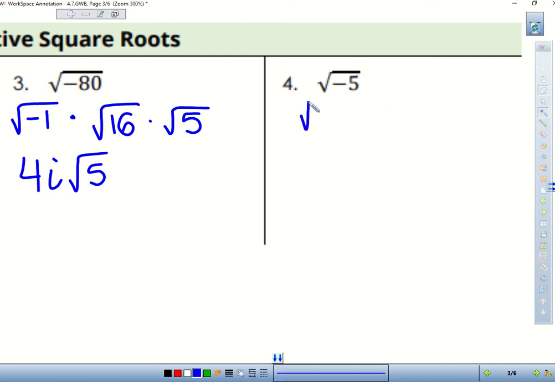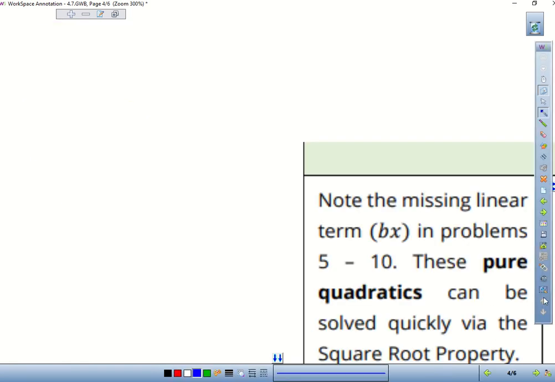So this one I'm going to rewrite as the square root of -1 times the square root of 5. Is there any perfect square number other than 1 that will go into 5? No. So we're just going to leave it as i radical 5, because there's nothing else we can do with that one. Make sense? All right, are we good to move on to the next slide? All right.